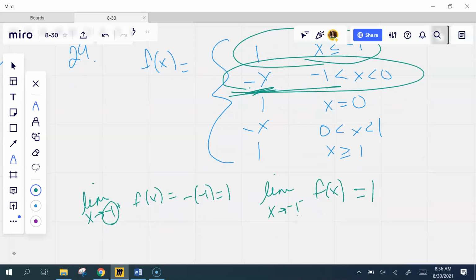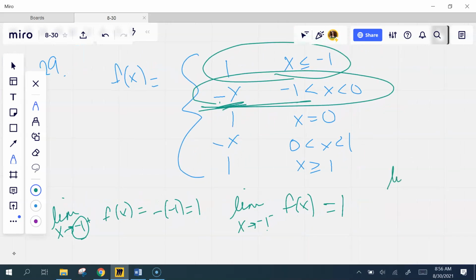0 from the left, the limit as x approaches 0 from the left. I am going to say you're still going to be in this one, less than 0, yes. Remember, the function value only equals the limit if the left and right limits are the same. If they're different, then it doesn't necessarily equal the function value.